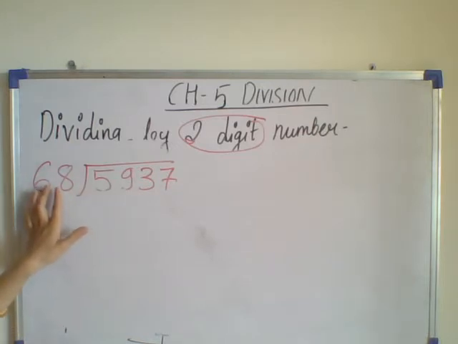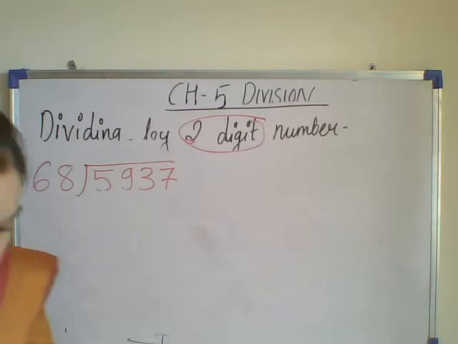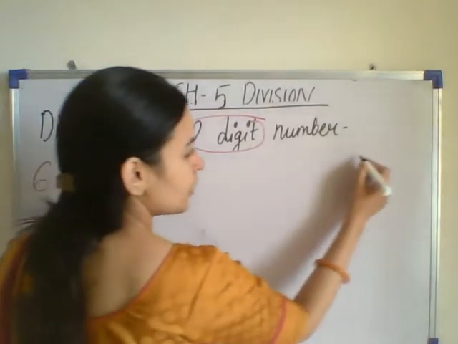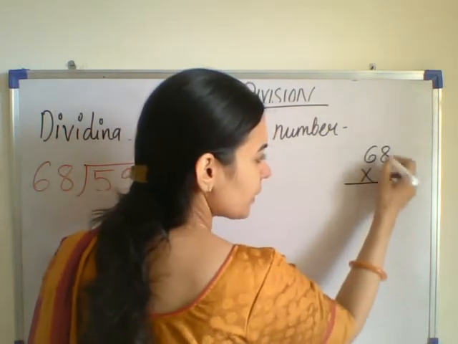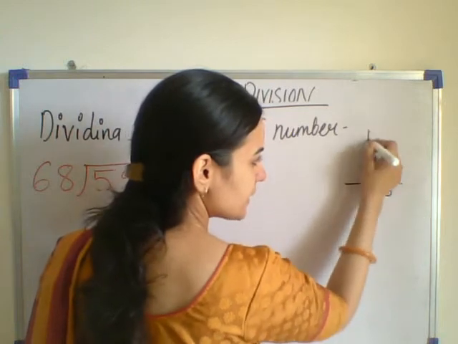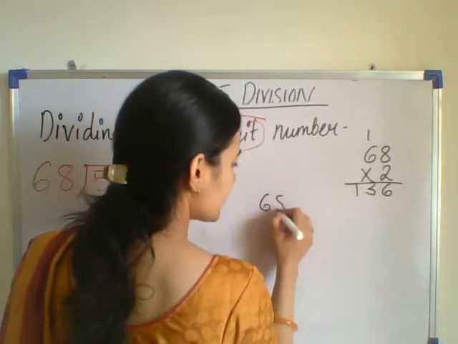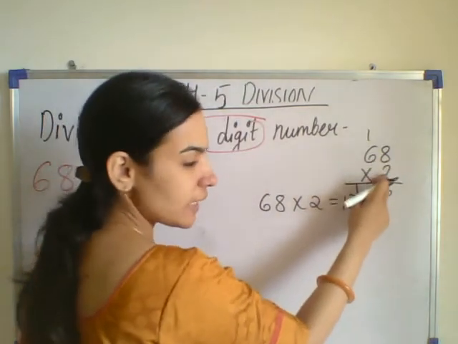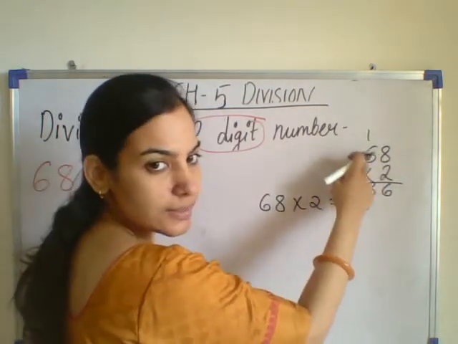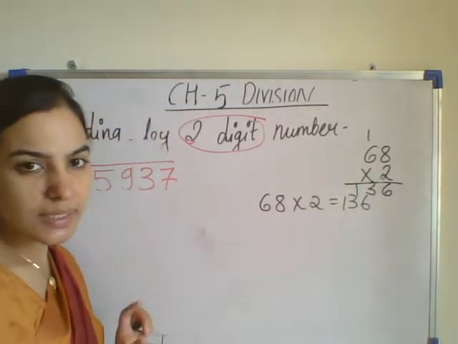Now, we do not know the table of 68 yet. So what you can do is, in the rough column, if you want to know 68 2s, you do the multiplication. 2 8s are 16, 2 6s are 12, 12 plus 1 is 13. So 68 2s are 136. Similarly, you can do 68 3s, 68 4s, 68 5s. In this way you can write the multiplication table of 68.